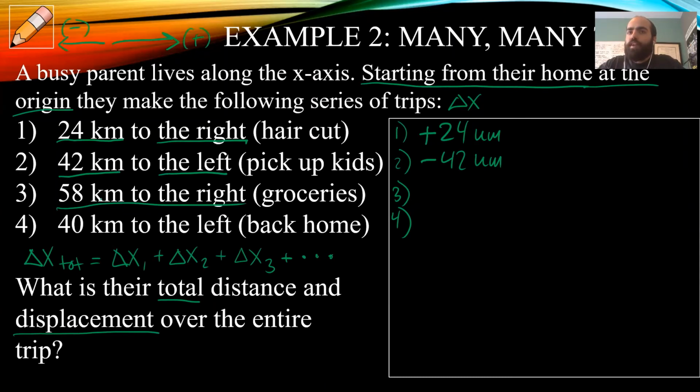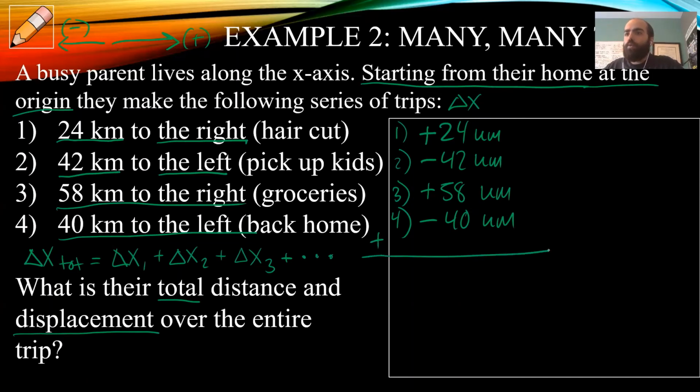If I move 58 kilometers to the right, that's going to be a positive 58 kilometers. And the last thing I do is I move 40 kilometers to the left. So to the left, 40 kilometers. These were all of my individual displacements, right? That's the first, the second, the third, and the fourth.